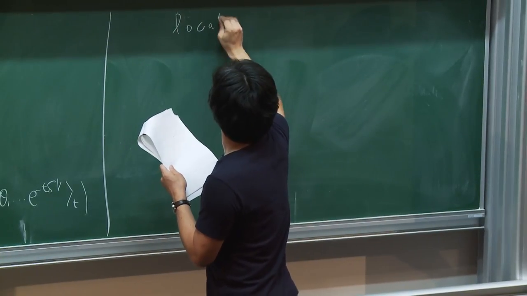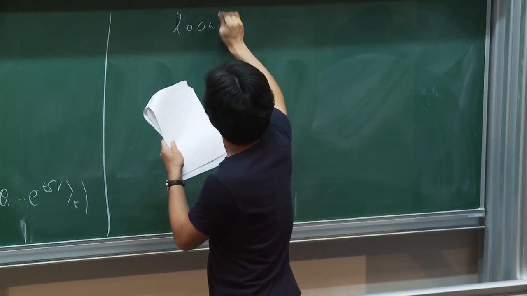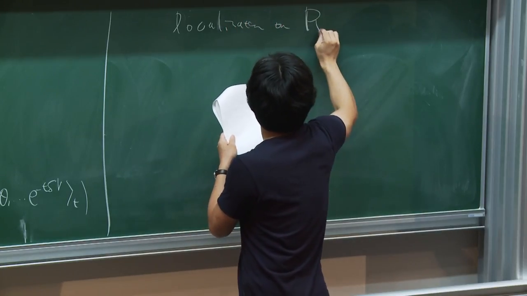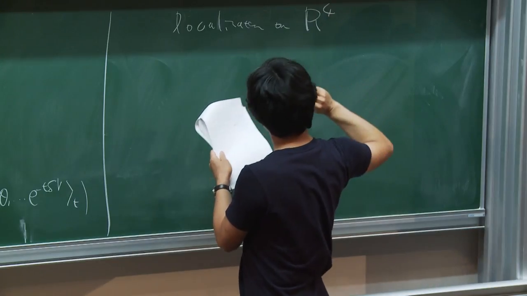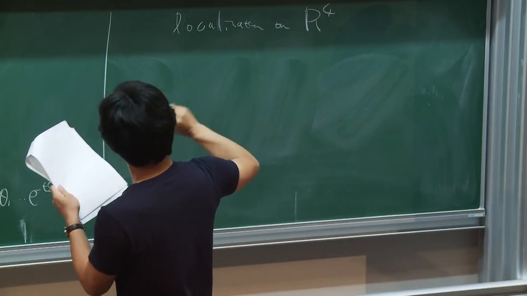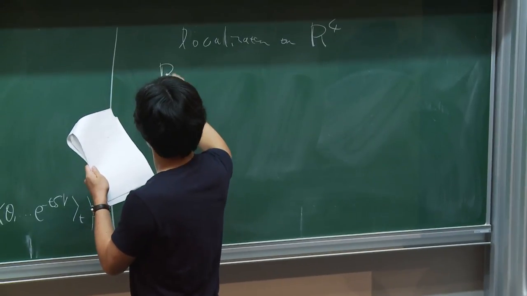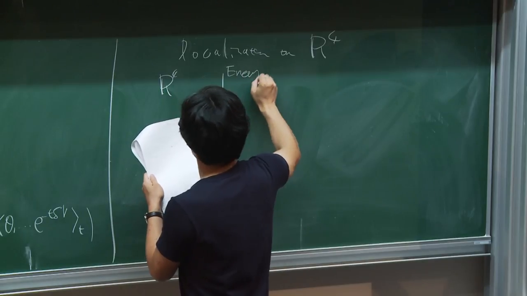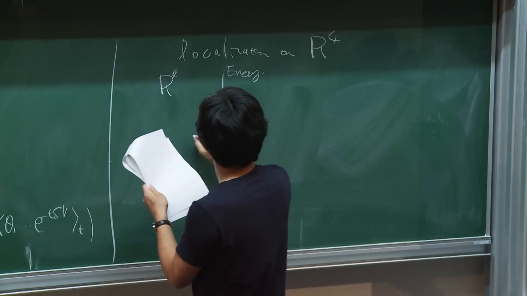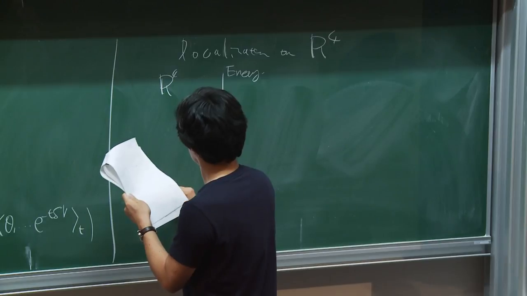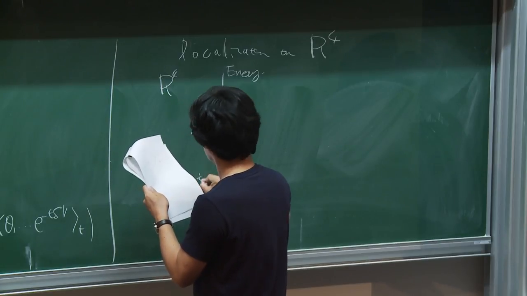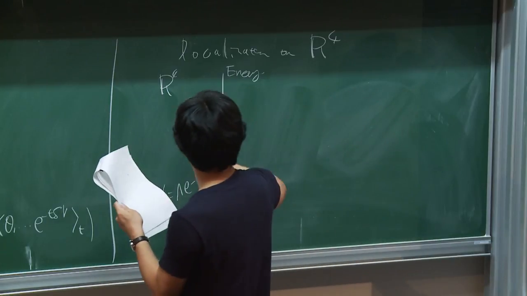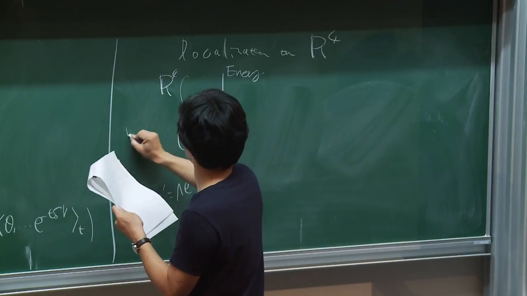Then, here we consider the localization in S1 cross R3. But we can directly use this one for the R4 case. Then maybe it's more simple. But this doesn't work. Actually, there are two scales for this case. And the coupling is weak for this region. This region is weak.